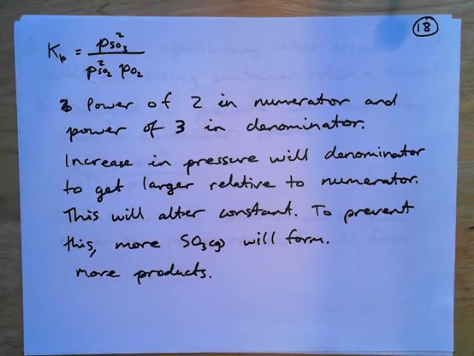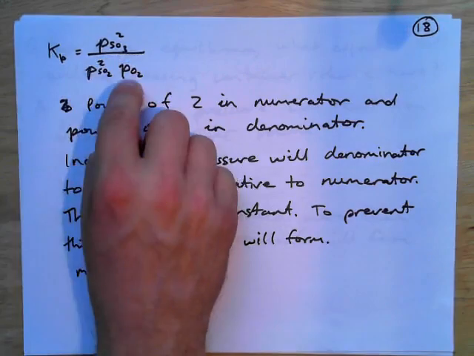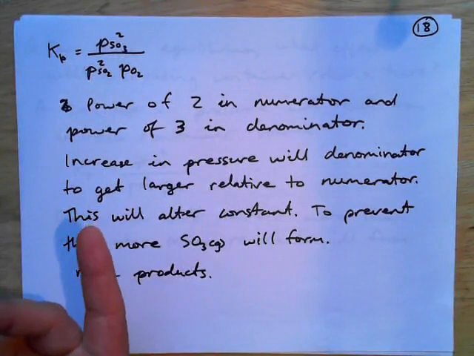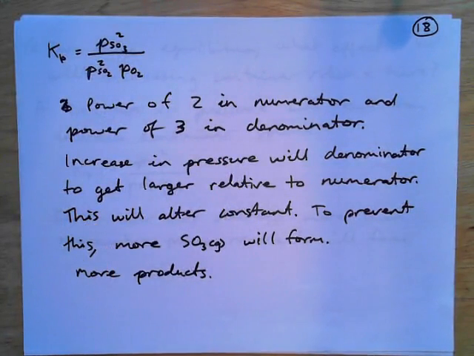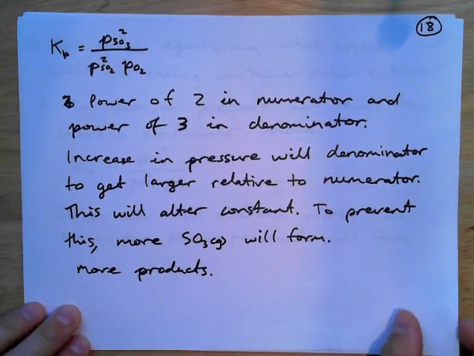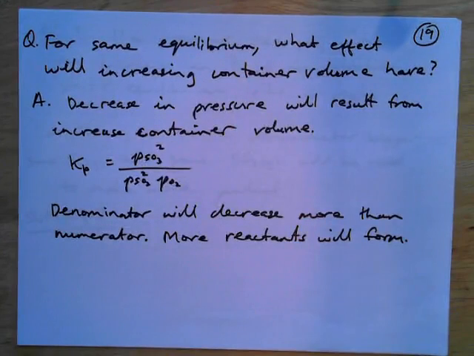If you double the pressures, the denominator is going to get much bigger than the numerator, and that's not the way it should be. And so it just pushes the reaction forward to make more product, to get rid of some of that reactant because the reactant's too abundant. Okay, so now let's have a look at another one.